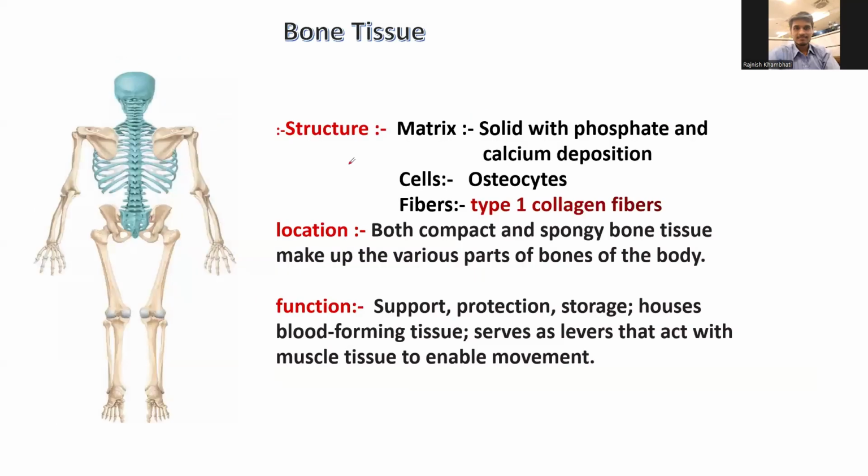Let's see how the structure is. The bone tissue's matrix is solid with phosphate and calcium deposition. So much calcium and phosphate is present in the matrix, and that is why it is solid. Clear? It's not gel-like, it is solid. Cells of the bone tissue are known as osteocytes, and type 1 collagen fiber is present in a small amount.